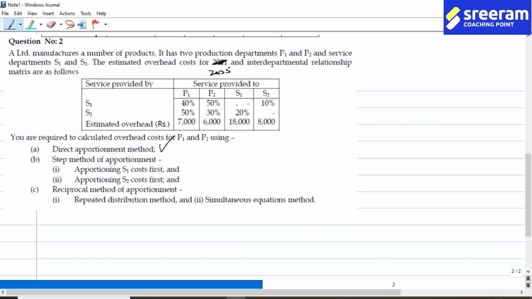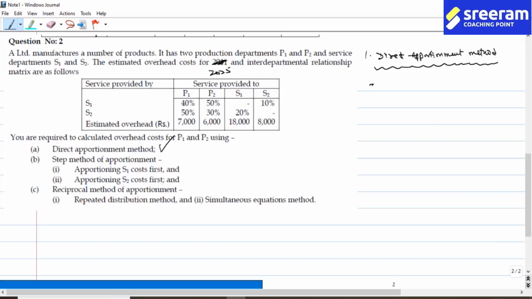Now let us first take up the direct apportionment method. What will we do in the direct apportionment method? The theoretical understanding is very important to solve the problem. So let me put it this way.